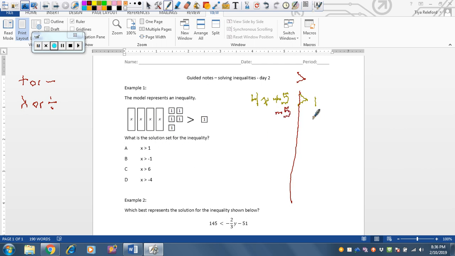And then you can do step 1. Go ahead and subtract 5. On this side, you end up with 4x. And 1 minus 5 is negative 4. That's step 1. Step 2 is to multiply or divide. Right now, this is 4 times x, so the opposite of times is divide. So x, this should be a 4, x is greater than negative 1. Is that an answer choice? Good.